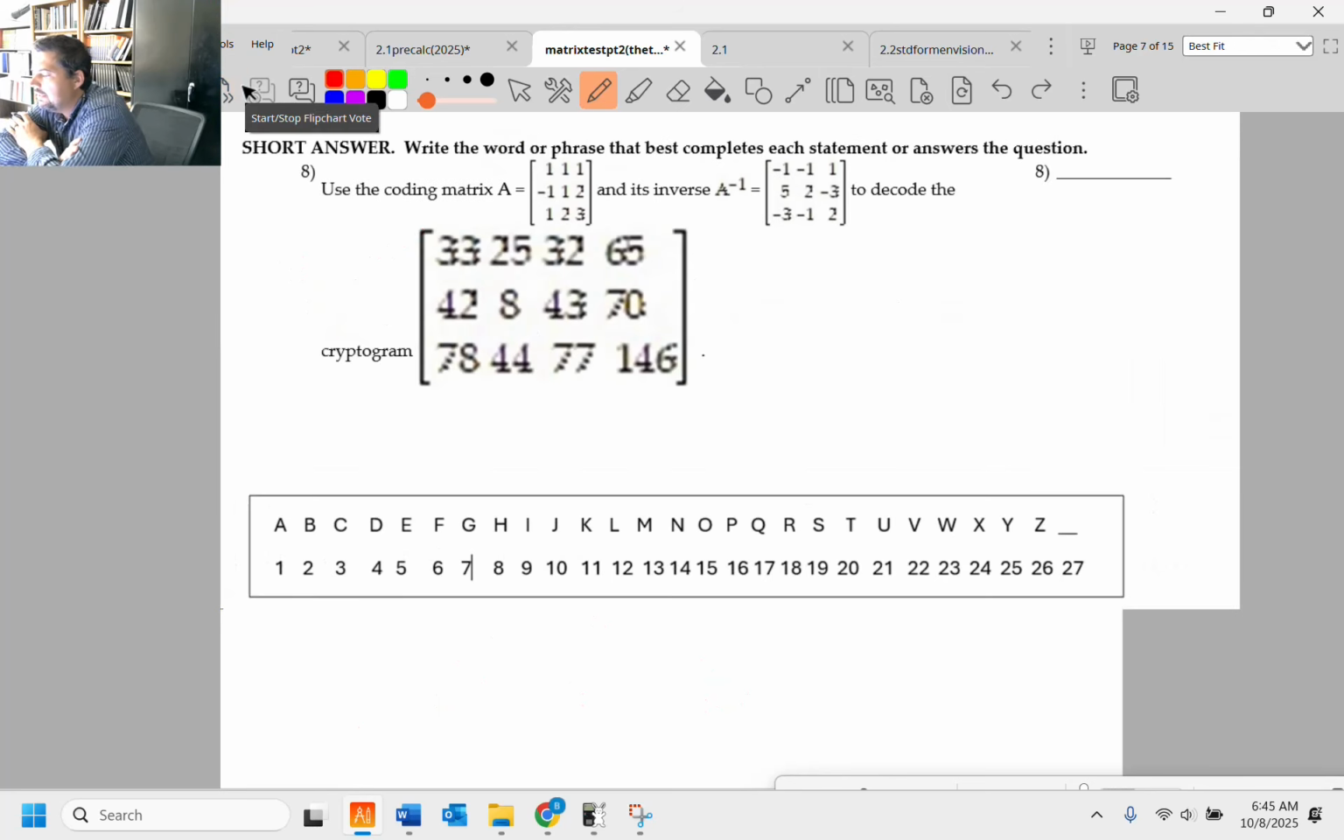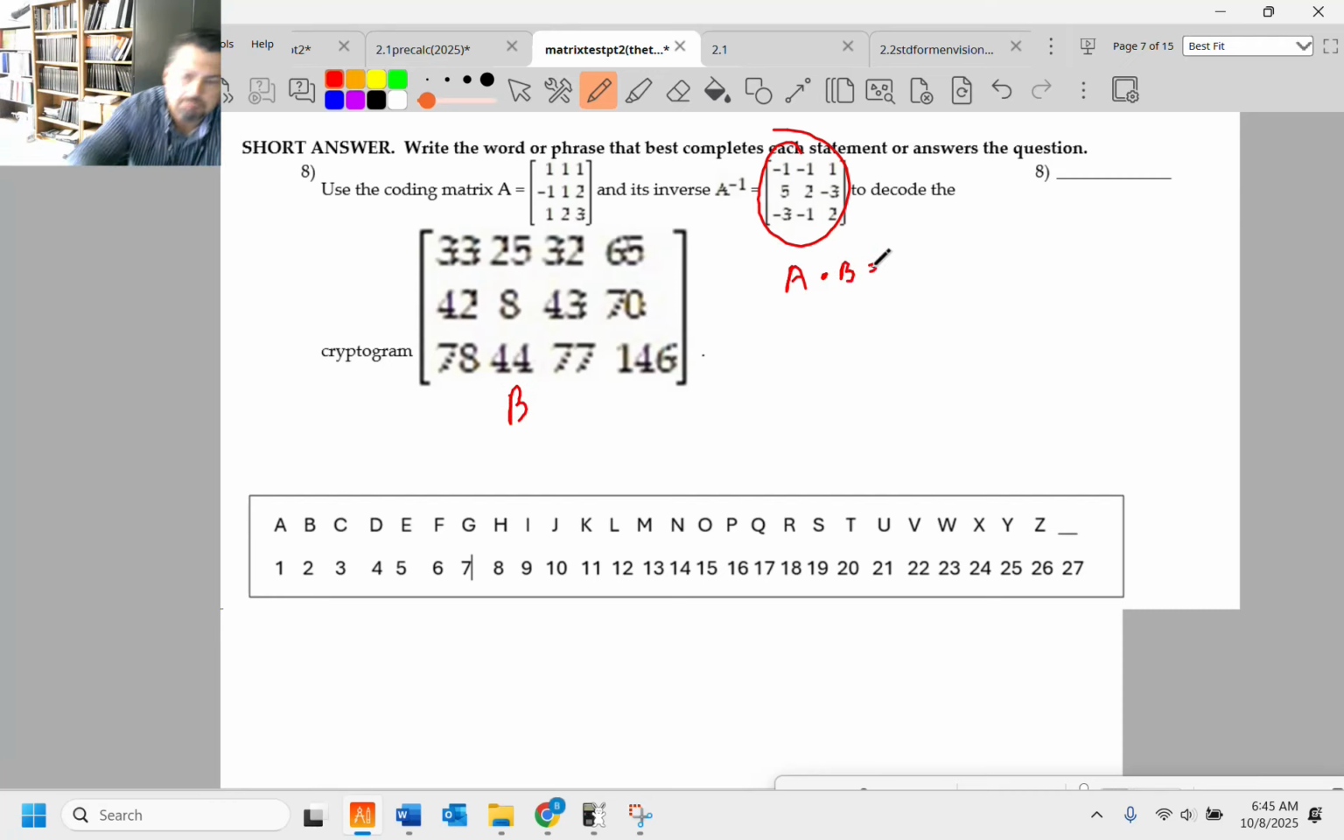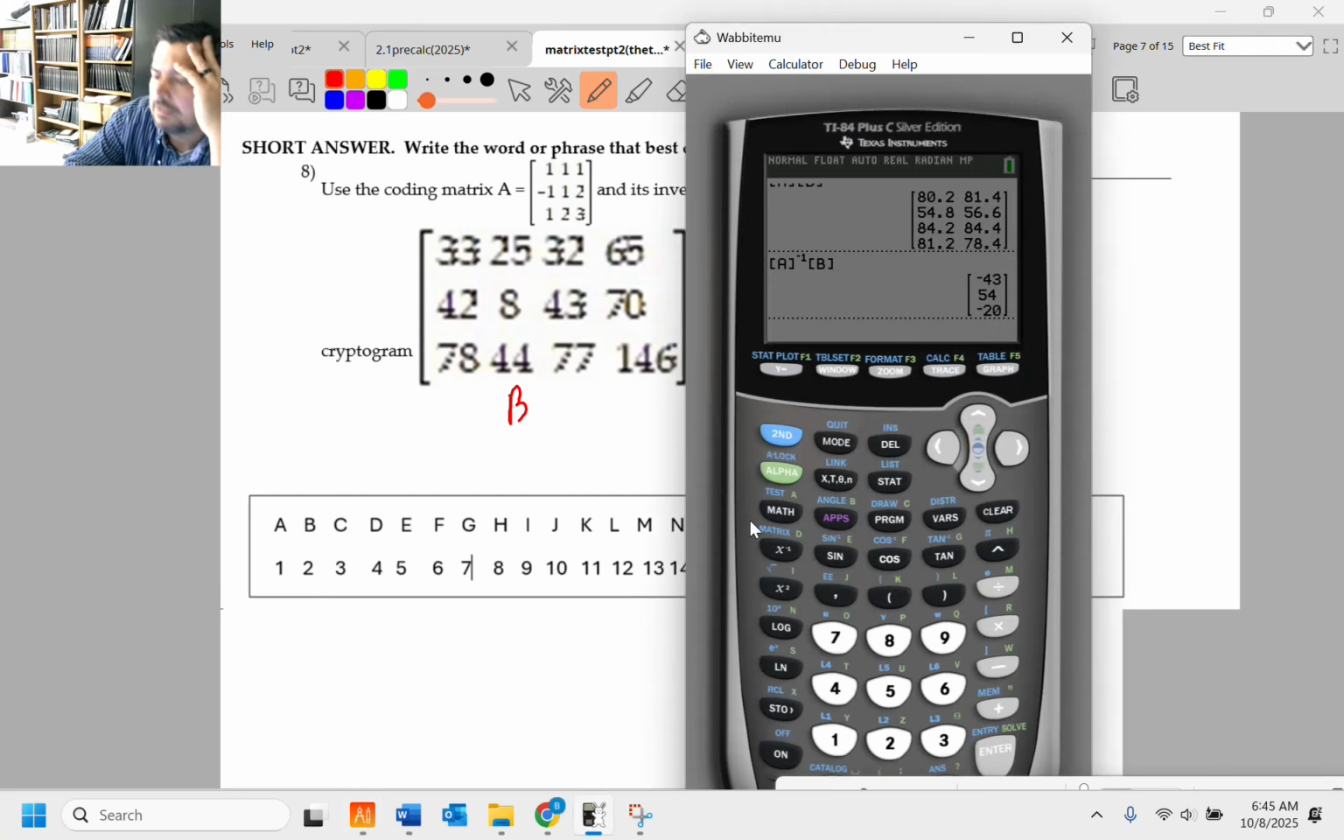Let's see here. I think this one's going to be cookie book, but I'm not sure. Use encoding matrix A and its inverse to decode the message. So what we're going to do is put this in matrix A, put this in matrix B, and figure out what A times B is. I think this is the cookie book one. I could be wrong. We'll see what this one is.